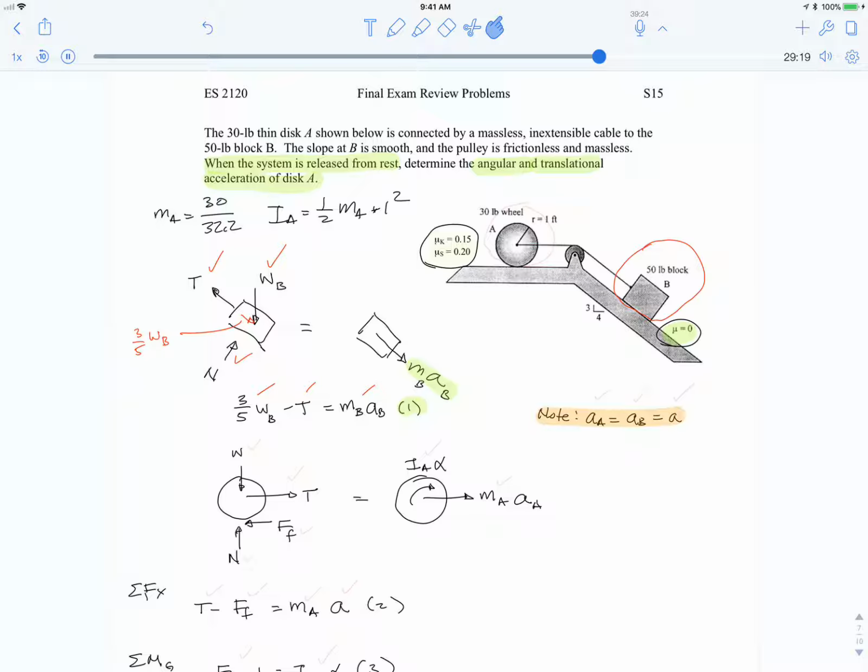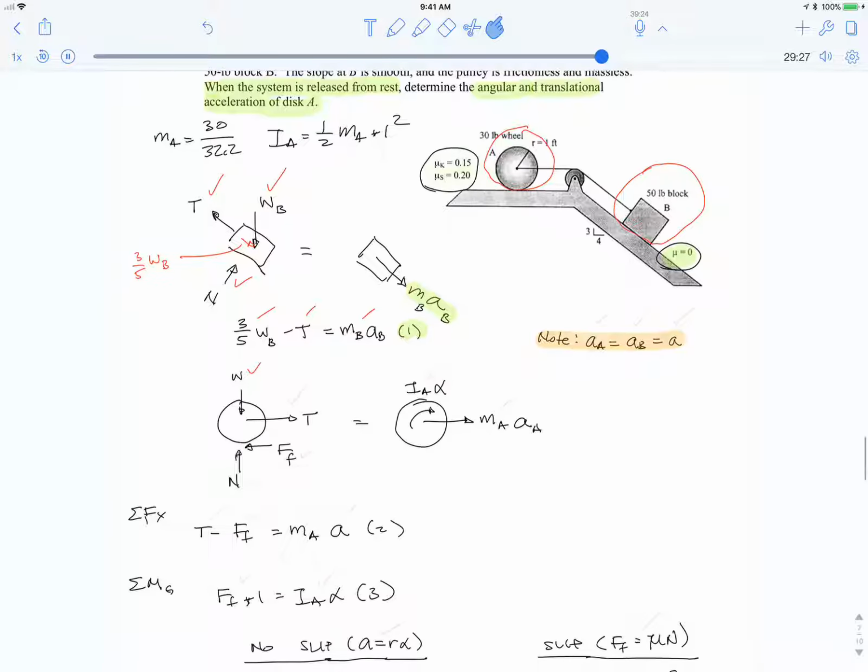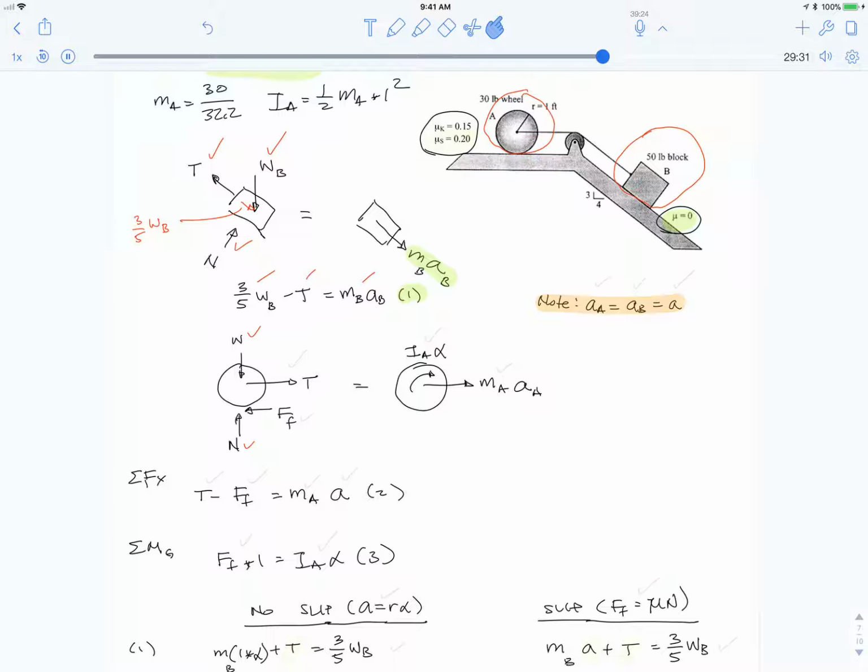Now we need to look at the disk, the free body diagram. I'm going to draw a little loop around there. In the free body diagram is a W. There is a normal force. Now this surface does have friction. There's a coefficient of friction, static or kinetic, and so there's a friction force. It might be mu times N, it might not be. Depends if it's slipping or not.